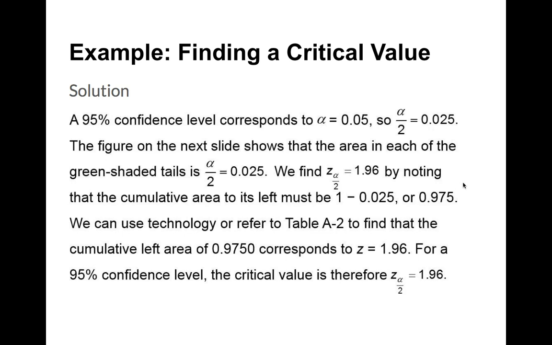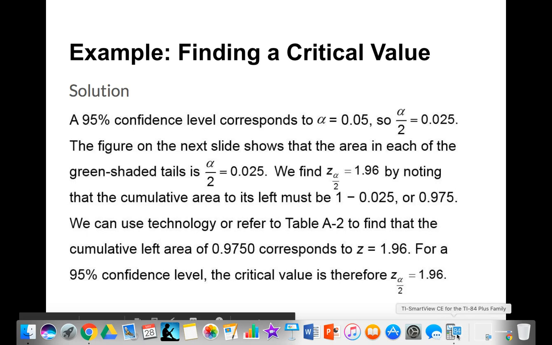Now, all we need to do is use our calculator with inverse norm. Now remember, z-scores are on the standard normal, so we know the mean is 0 and the standard deviation is 1. So using our calculator, we can do inverse norm, and let's actually pull that up.